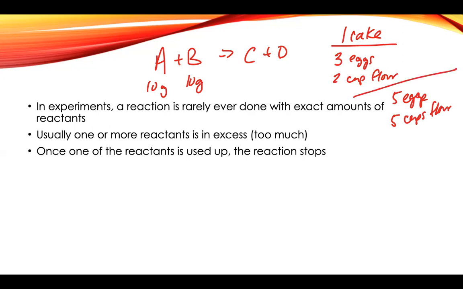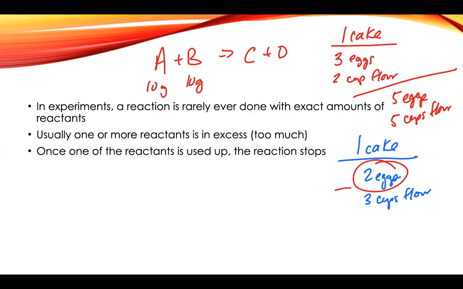So you would have to basically say, if I've got 5 eggs and 5 cups of flour, and one cake takes 3 eggs and 2 cups of flour, after one cake I'm going to have 2 eggs left and 3 cups of flour. But I can't make a second cake with those ingredients, because I need 3 eggs, and I only have 2. So in this case, eggs are the limiting reactant, or the limiting ingredient, because the number of eggs limits how much cake you can make. And what you're left with is an excess of flour, because you have more than enough left over.